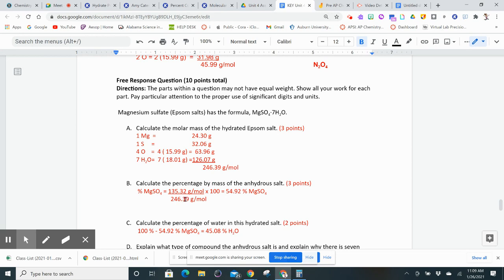So they got 135.32 for the magnesium sulfate, divided it by the 246 times 100. That gives us 54.92% magnesium sulfate. And then you subtract from 100 to get the amount of water. Not sure why we're so off on our grams per mole for magnesium.